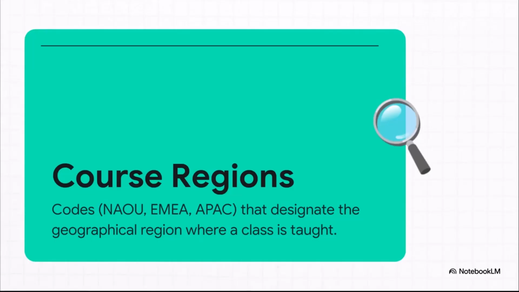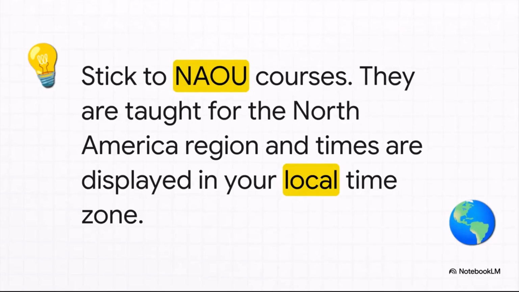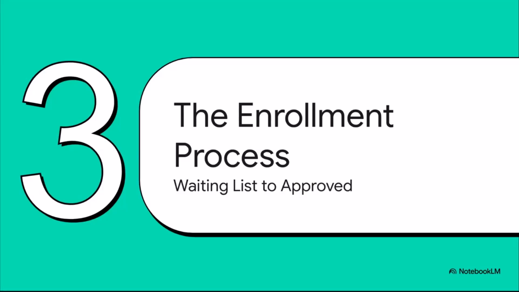Now, as you're browsing, you might see these little codes next to the classes, like NAU, EMEA, or APAC. And you might be wondering, what the heck are those? Well, they're just region codes for where the class is based. So NAU, that's us, North America. Simple as that. And that leads me to a really big pro tip here. Trust me on this one. Stick to the NAU courses. Why? Well, it ensures the class is taught in English, but even more important, it guarantees the class times will show up in your local time zone, which is a huge deal. You don't want to accidentally sign up for a class that starts at 3 a.m. your time. Okay, success. You've found the perfect course.